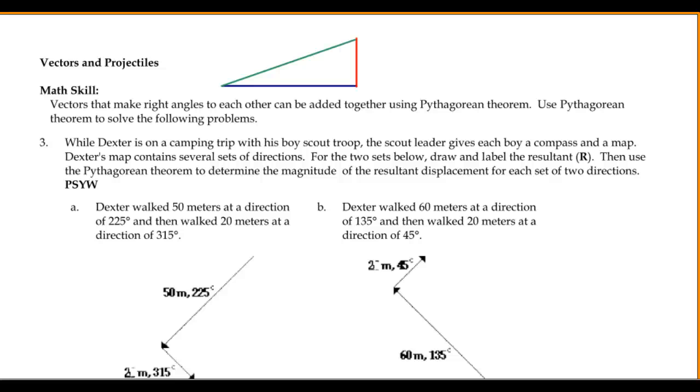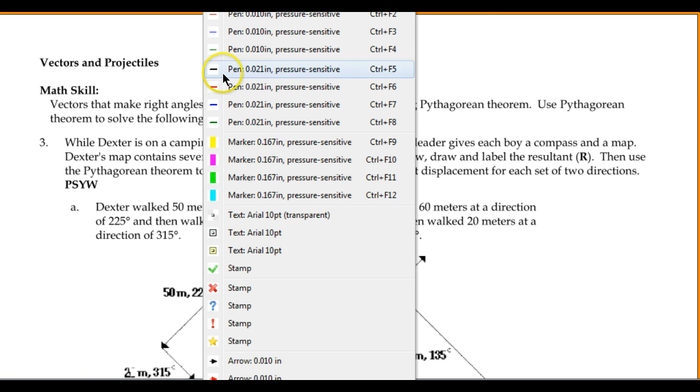Okay, in this version of guide sheet number 2, we're going to be looking at using some of the mathematical relationships that can speed things up for us when we're trying to add vectors. One of those is the Pythagorean Theorem.